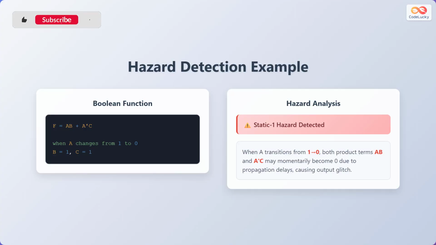Let's consider an example to understand how to detect hazards. Here's a Boolean function: F equals A and B plus A and C. Consider when it changes from 1 to 0, B is 1 and C is 1. In this scenario, a static one hazard is detected. When it transitions from 1 to 0, both product terms AB and AC may momentarily become 0 due to propagation delays, which causes an output glitch.